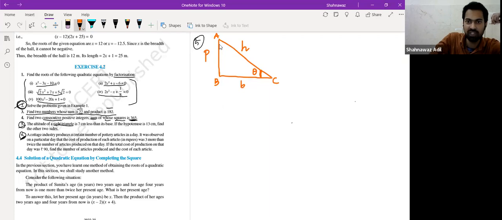If this would have been the angle, let's say theta 2, then this would be the base and this would be the perpendicular. But we are taking this angle, so then this BC is the base. Right, Hamad, Adil, and Rizwan? You guys know that, right? So the hypotenuse is given as 13 centimeter.